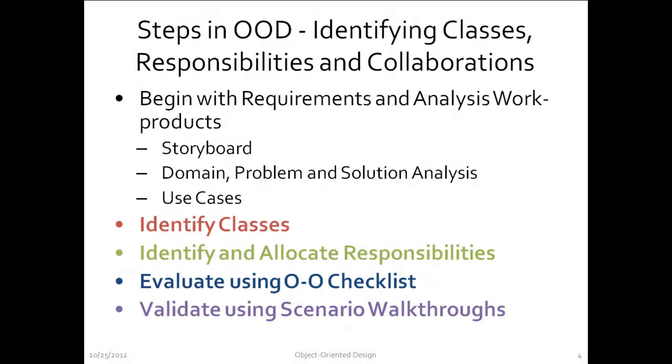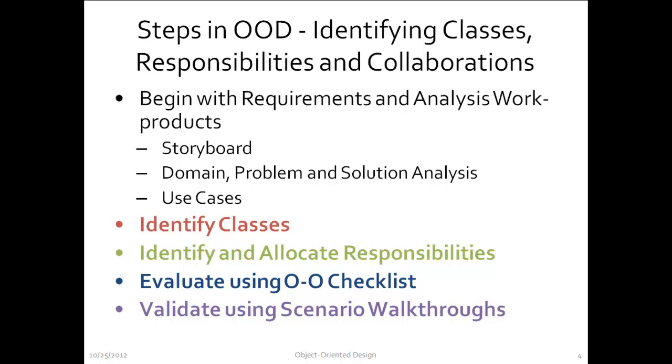So what is the goal of object-oriented design? Obviously, it is to design your program, but specifically, the goal of OO design is to identify classes and responsibilities that will collaborate to meet the functionality of the system. Object-oriented design takes place using 4 steps.